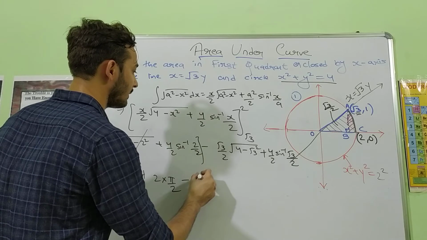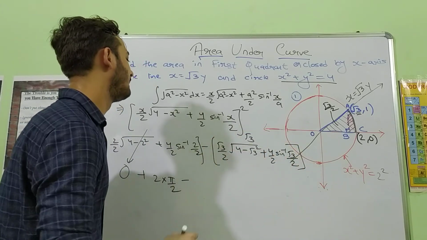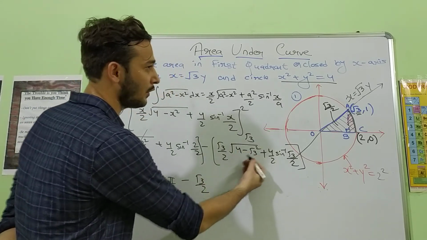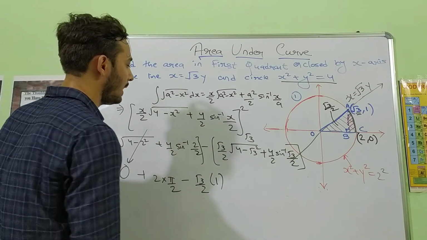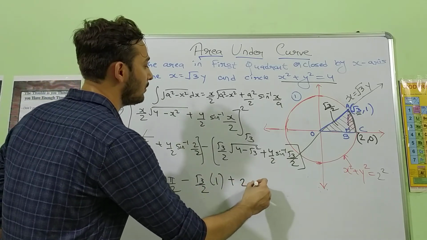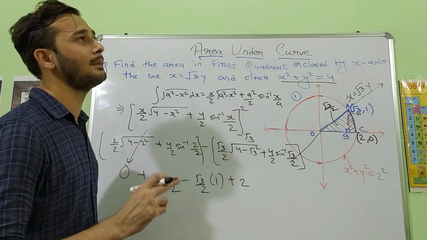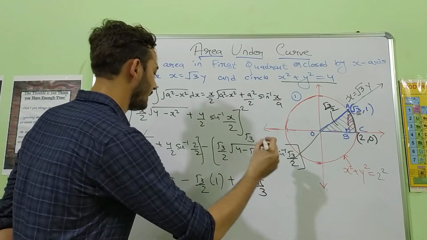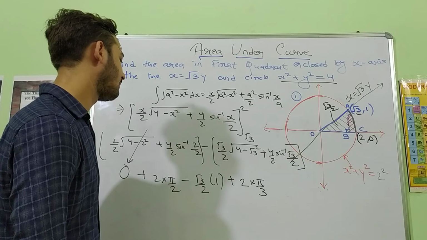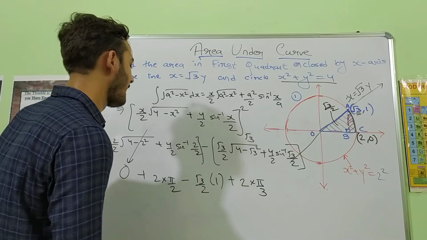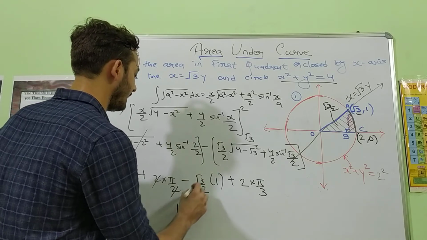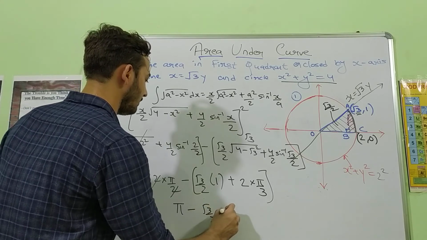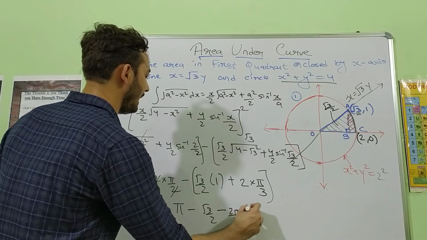Minus this entire thing. So root 3 by 2. 4 minus root 3 square is 3, 4 minus 3 is 1, root 1 is 1, plus 4 by 2, that is 2, sine inverse root 3 by 2. Sine of 60 degrees is root 3 by 2, and 60 degrees means pi by 3. Am I right? So now simplify it. What will we get? This will be pi minus root 3 by 2 minus 2 pi by 3. And this is the area ABC.